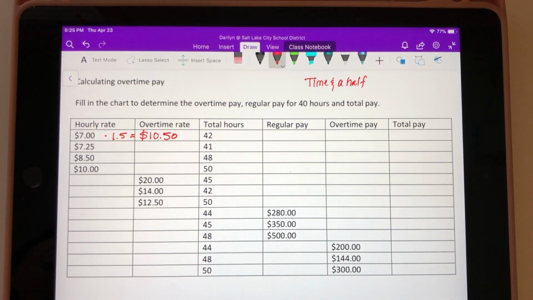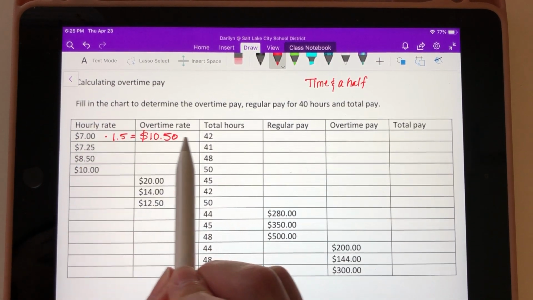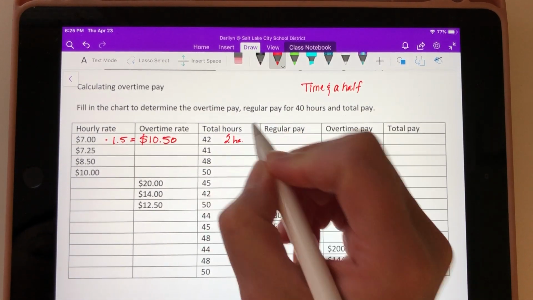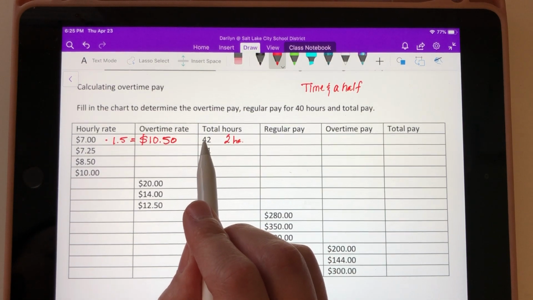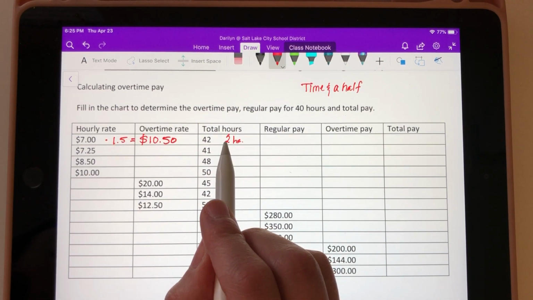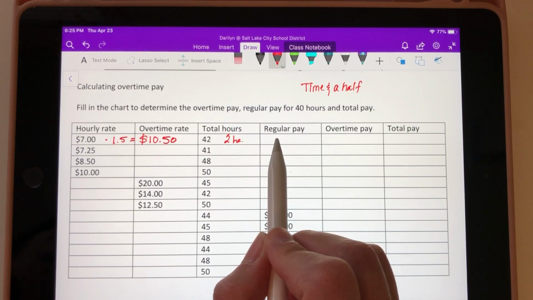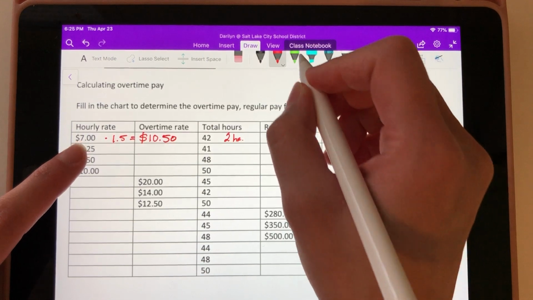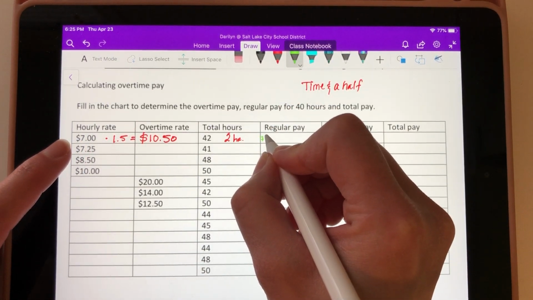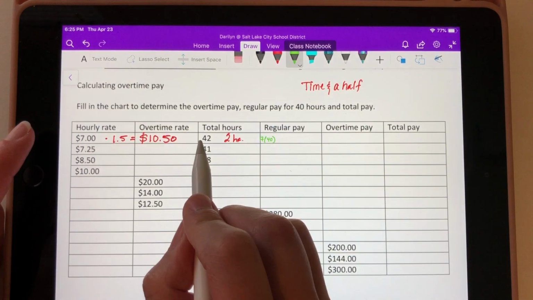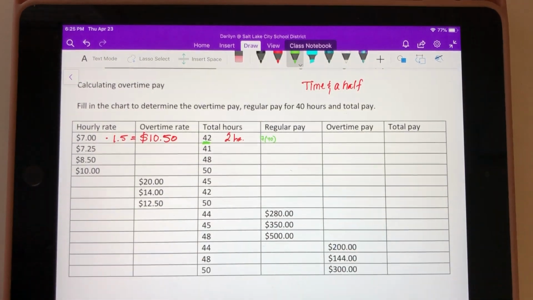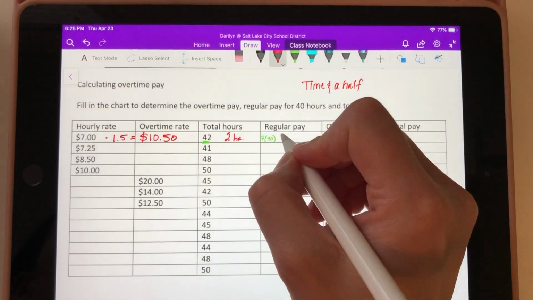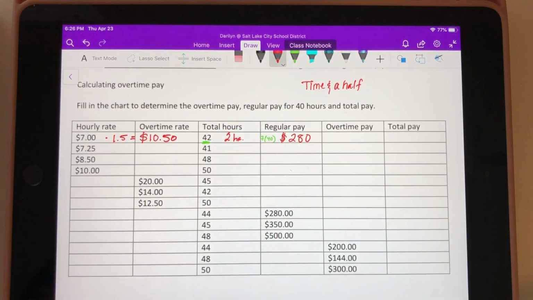That is overtime pay. So this line says you work 42 hours in the week. That means you're going to have 2 hours of overtime because 40 of them are regular time, and then anything over 40 is overtime. So for your regular pay, you're going to take your regular hourly rate and multiply that by 40 because you've obviously worked 40 hours that week. So I do 7 times 40, and that's going to give me $280. So that means your regular pay is going to be $280.